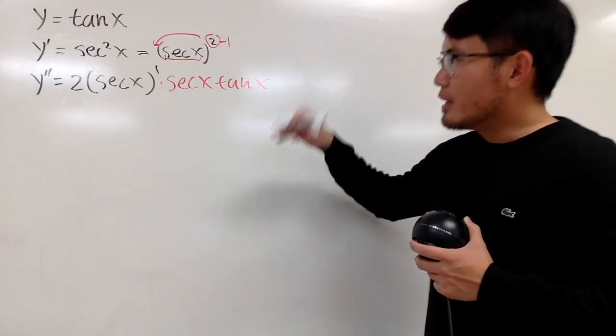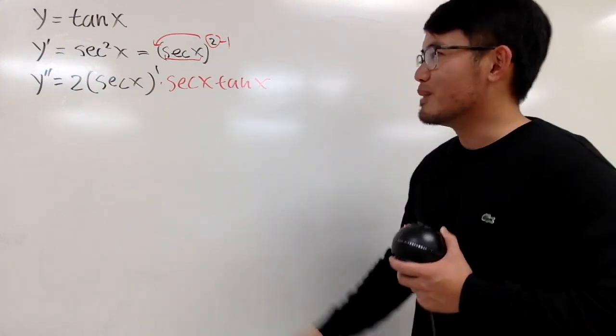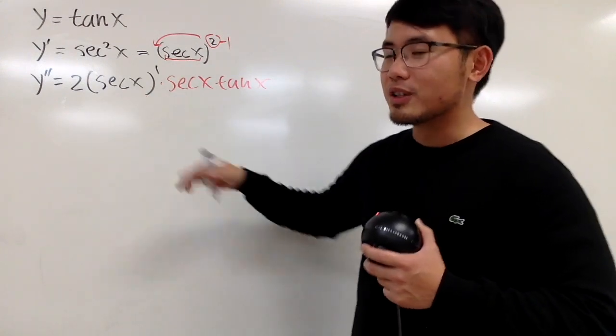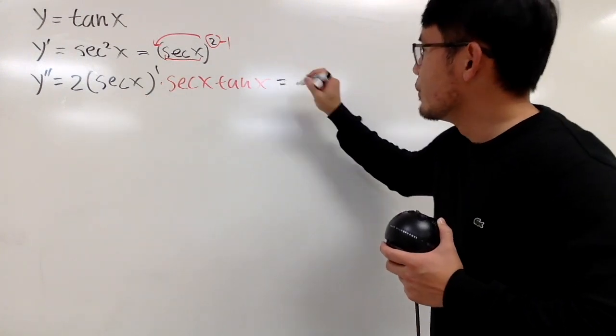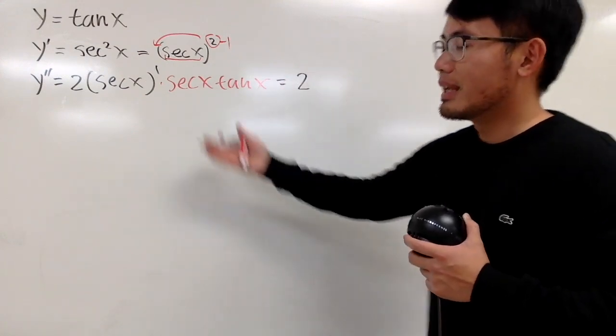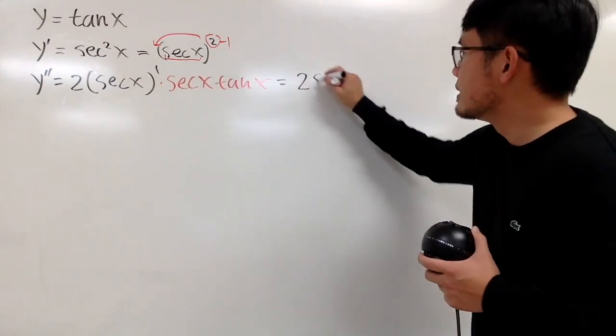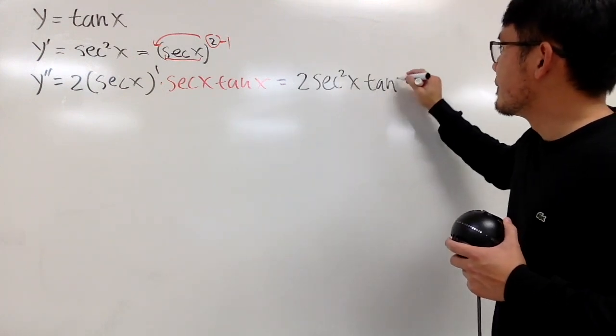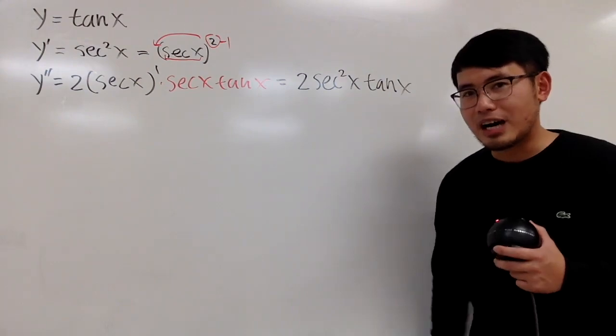And before we do the next one, of course, we can combine some of the terms. For example, this and that. This is secant to the first power. This is secant to the first power. So all in all, we can look at this as 2 secant square x, like this, times tangent x, right? So that's what we have.